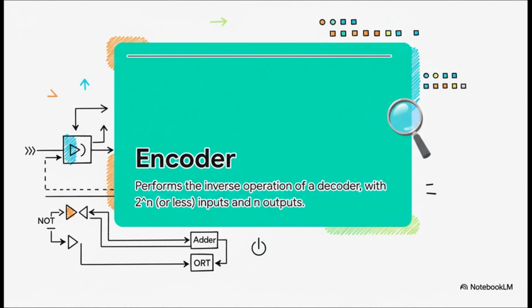Just think about your keyboard. When you press the A key, you're activating one specific input. The encoder sees that one signal and squishes it down into a compact binary code, the ASCII code for A, that the computer can actually understand and work with.